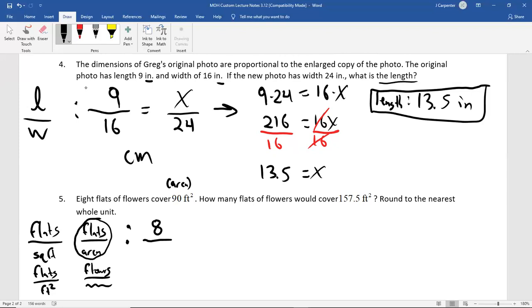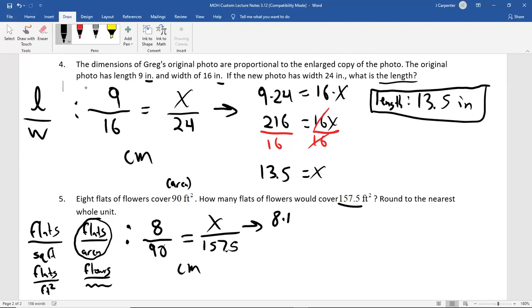And it covers 90 square feet. So that's the area or the square feet or the feet squared, whichever way you wrote it. So that's 8 over 90 equals. How many flats would cover 157.5 square feet? So this 157.5 is an area, or it's in square feet. We said that goes in the bottom. 157.5, meaning the x is the flats. That's our unknown. We're going to cross multiply.